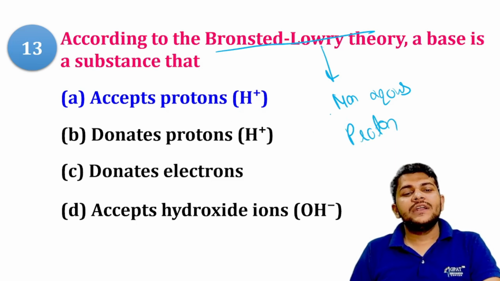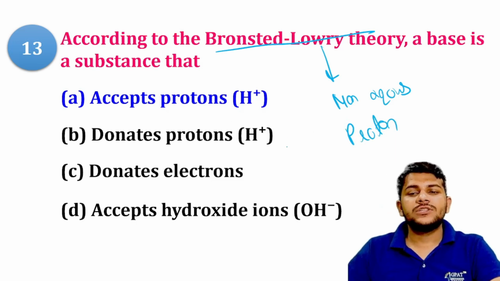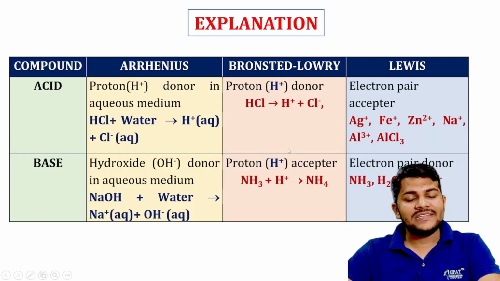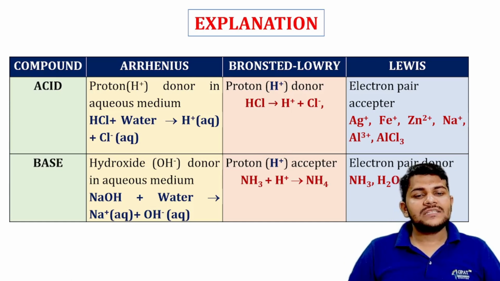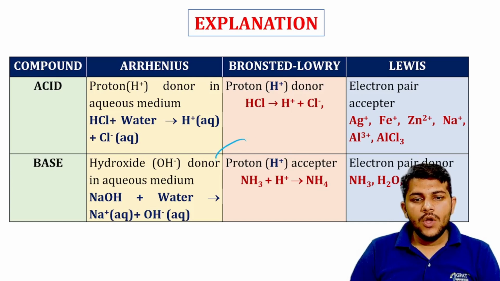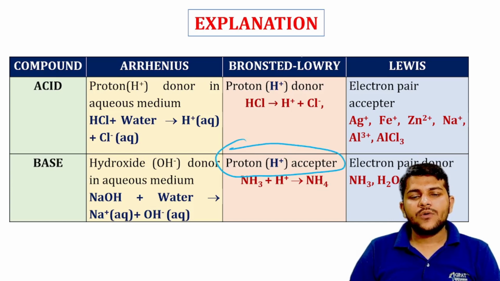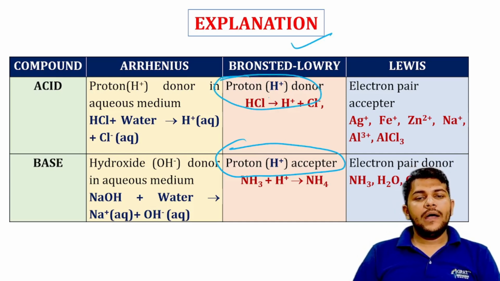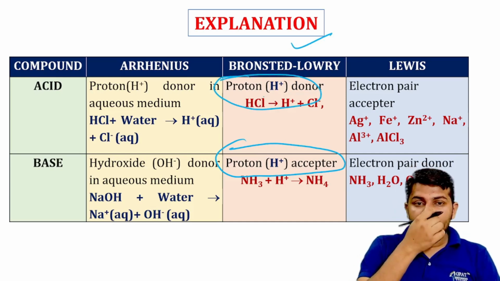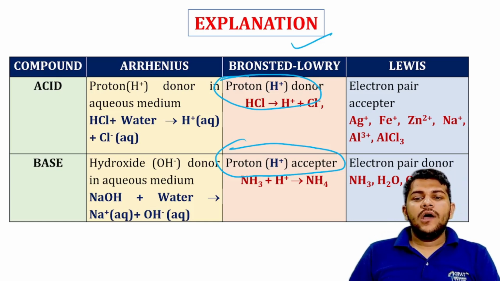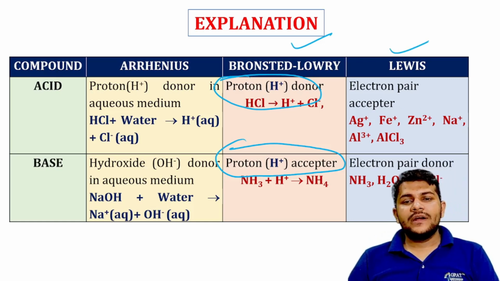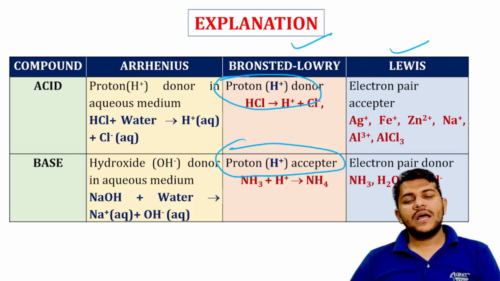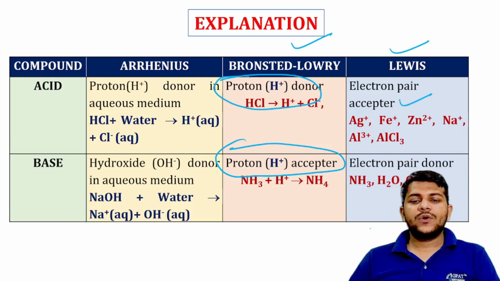Bronsted theory is basically dealing with the protons, and according to Bronsted theory, bases are the substances that can accept protons. Proton acceptors are our bases according to the Bronsted theory. Proton donors are your acids according to Bronsted theory. And Lewis theory tells us that electron pair acceptors are your acids, and electron pair donors are your bases.